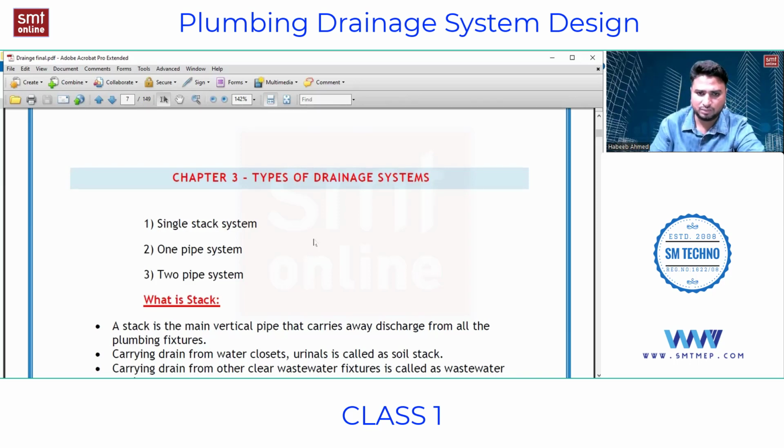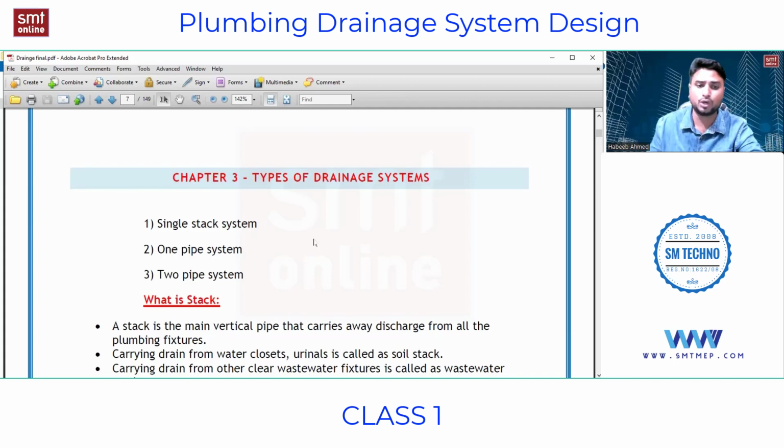Chapter number 3 is nothing but the types of drainage systems. So there are commonly 3 drainage systems. One is the single stack system, second is the one pipe system, third is the 2 pipe system, also known as the double stack system. What do you mean by this? Let's quickly move on with this.